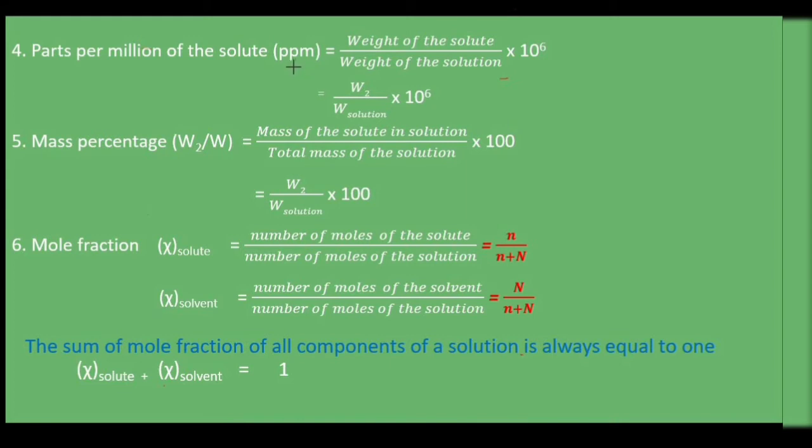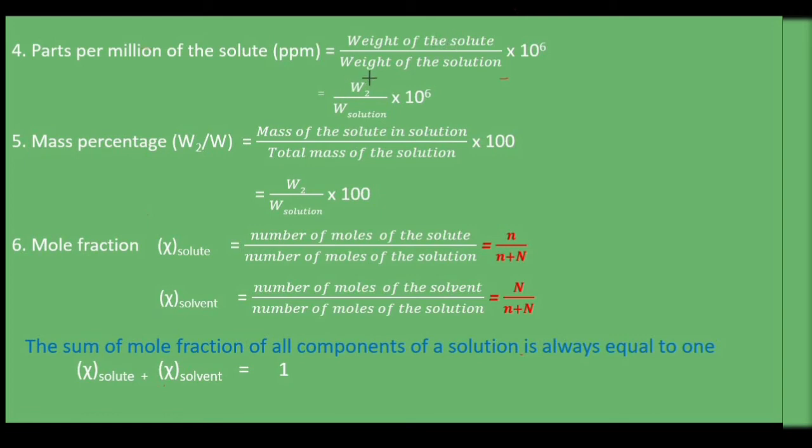Normally the pollutants that are present in air and water will be expressed in terms of ppm. Okay, if you want to express the concentration of pollutants, then that will be expressed in terms of ppm, right? So what is ppm? It is the weight of the solute present in 10⁶ grams of the solution or 1 million grams of the solution. So how will you calculate?